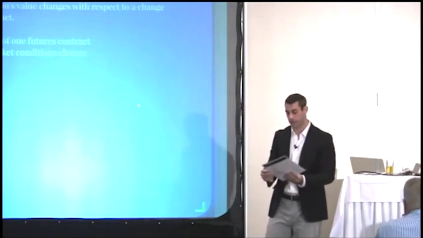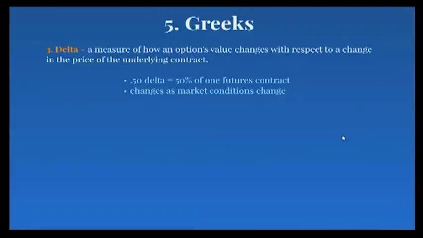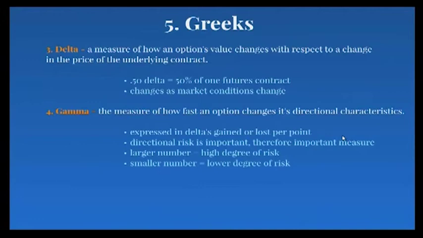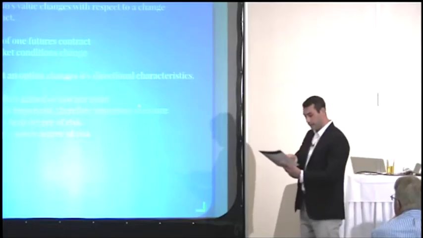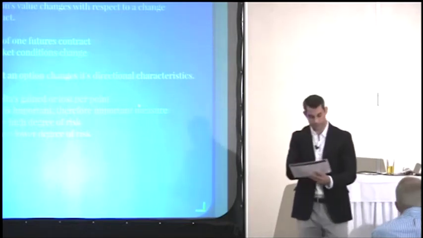Now delta is going to change. So there's something we can look at to help understand when delta is changing. That's our gamma. The gamma is the measure of how fast an option changes its directional characteristics. So the gamma is based on the delta. And it's actually expressed in deltas gained or lost per point. You can take a look at our option board, that 98 even call. It has a gamma of 7.27. That's how we read it.